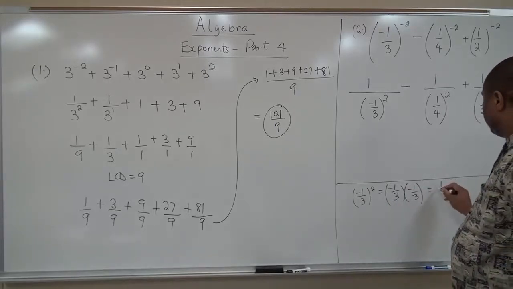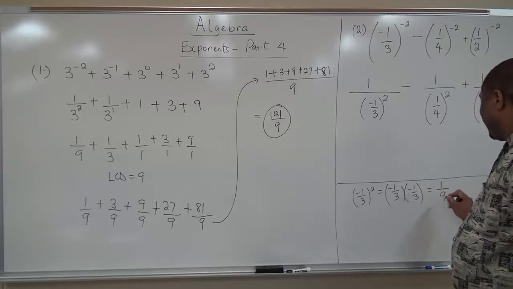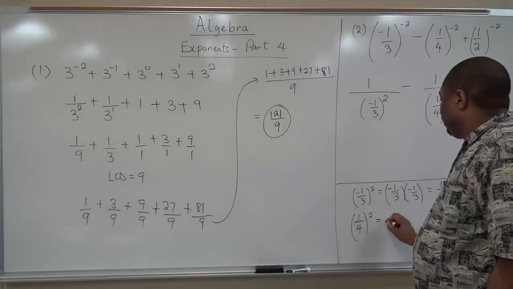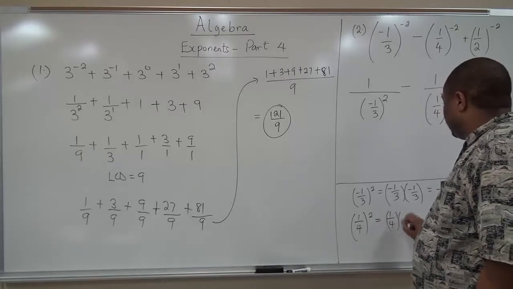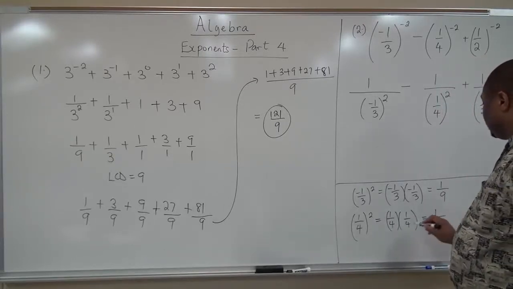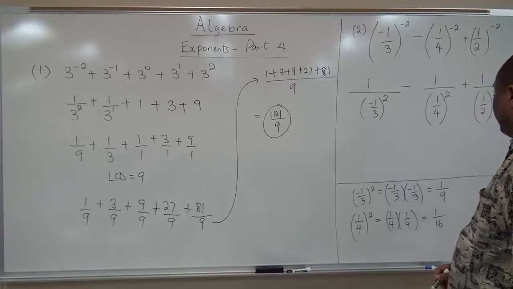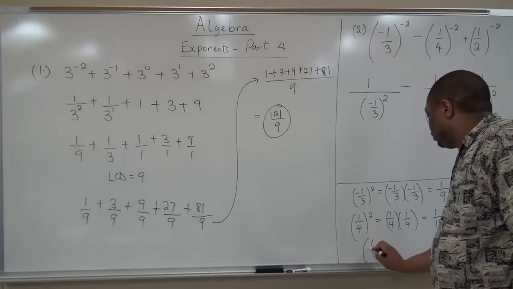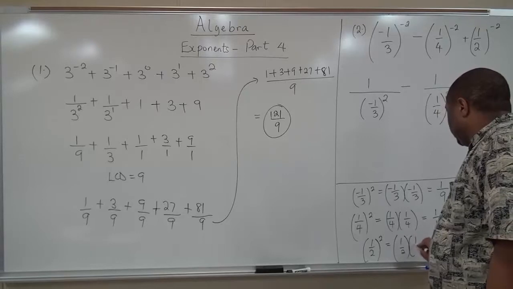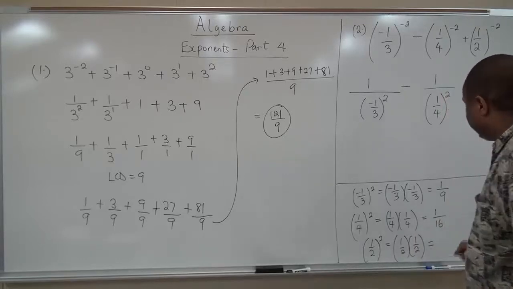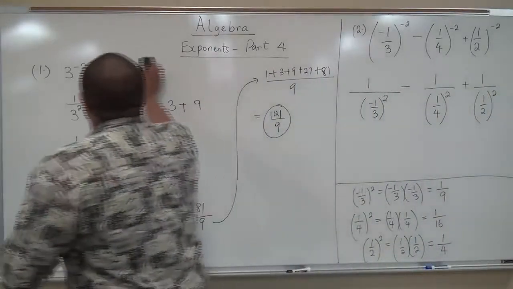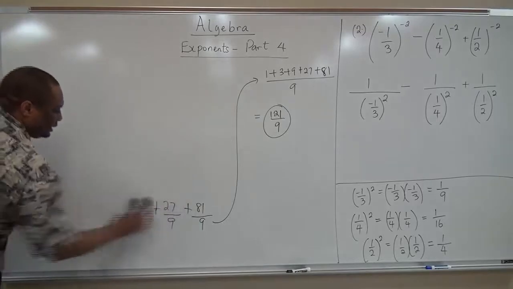1 times 1 is 1 over 3 times 3 is 9. Then 1 over 4 all squared will give you 1 over 4 times 1 over 4. 1 times 1 is 1. 4 times 4 is 16. And then 1 over 2 all squared will give you 1 over 2 times 1 over 2. 1 times 1 is 1. 2 times 2 is 4. All right. So we can now finish this up.